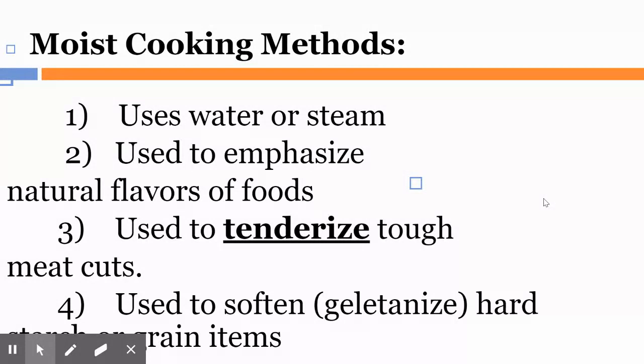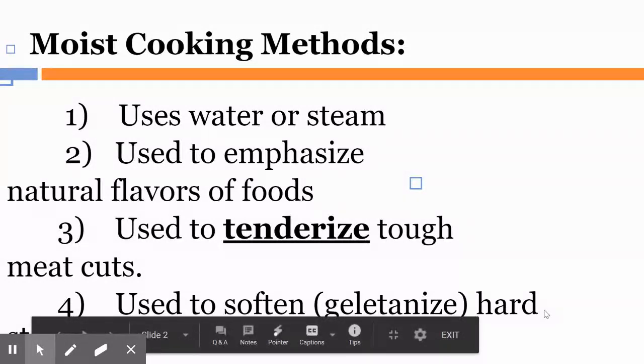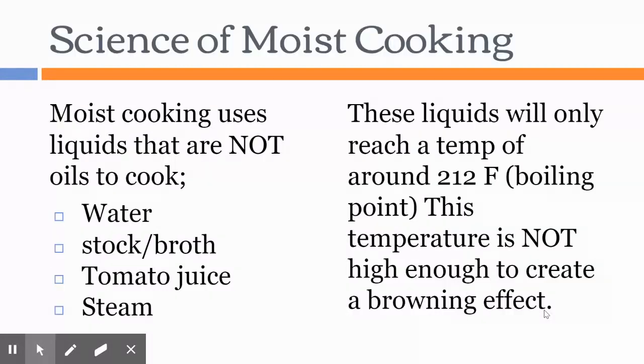So in lesson 1, we talked about gelatinization. Gelatinization is when these starches soak up liquid and then they swell up and then they get soft.